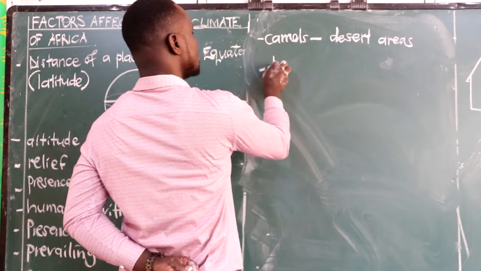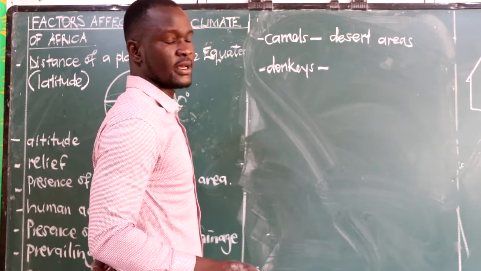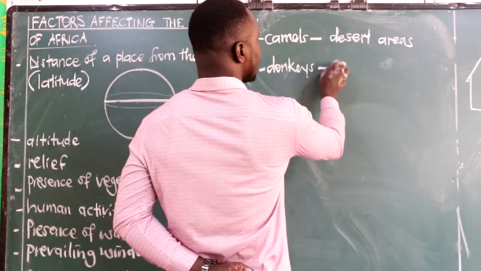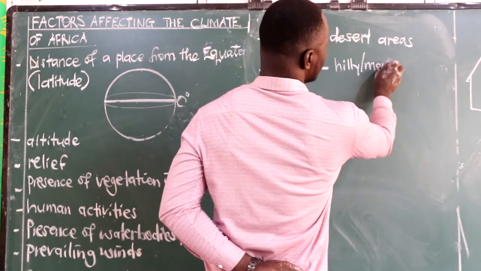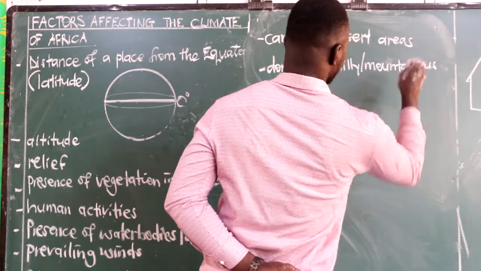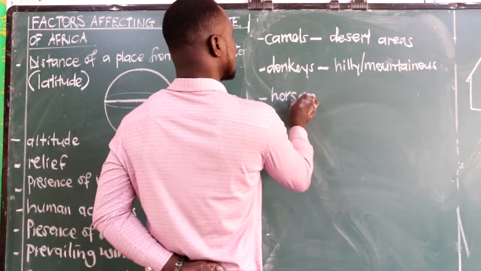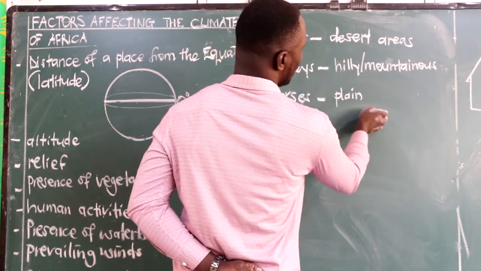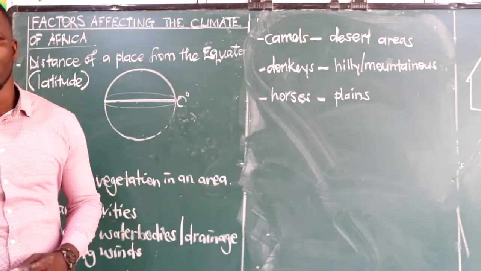We shall also be having donkeys that we have been singing about right from primary 3 class. We have donkeys that are reared in hilly or mountainous areas. And then we have horses, which are reared in areas which are plain. So on plains, people rear the horses.